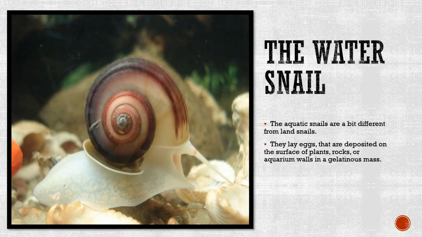Okay. The water snail. The aquatic snails are a bit different from the land snails. Now notice I said the water snails and then I used the aquatic snails. We call them the water snails, but really the aquatic snails is a more accurate name. The aquatic snails do lay eggs just like the land snails, but they're smaller and they're deposited on the surface of plants and rocks or aquarium walls in a gelatinous mass.